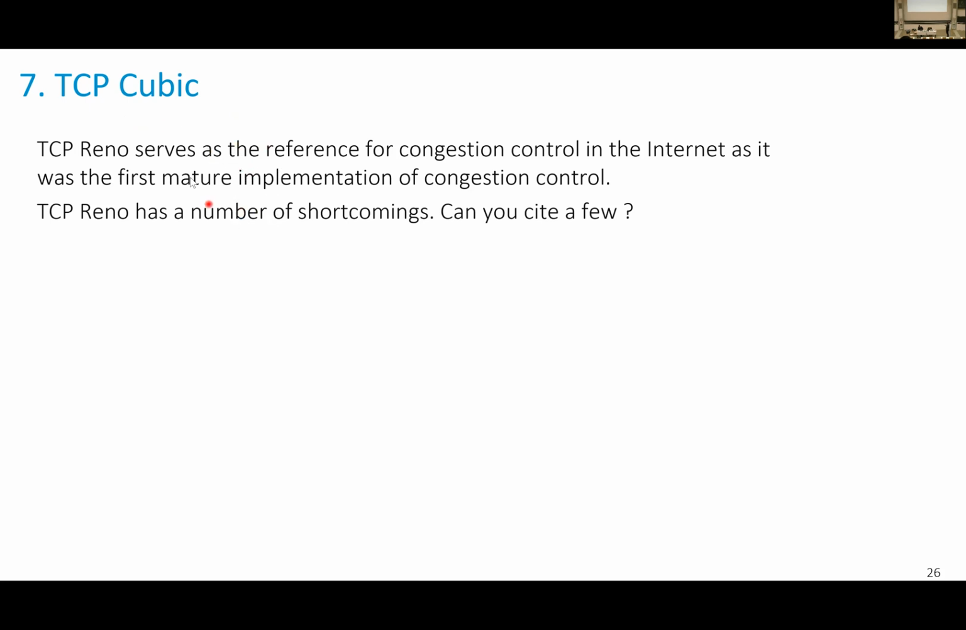CUBIC is a variant of TCP Reno. When I say variant here, I mean a variant of the congestion control algorithm. So TCP itself is the same. We're talking about how the congestion control is updated. Now, TCP Reno has a number of shortcomings. Can you see a few? Can you imagine a few?